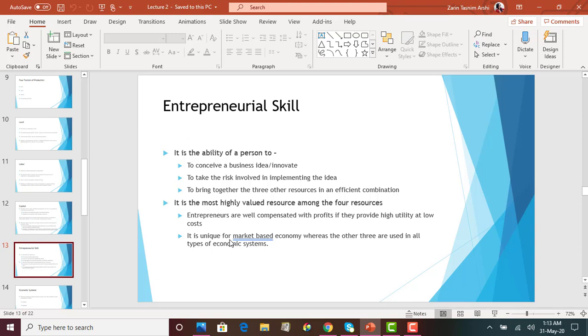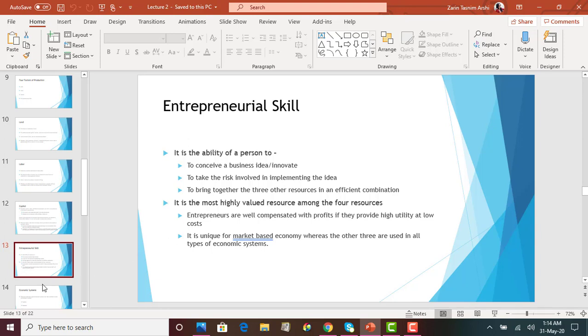Now this is the most highly valued resource, as discussed last class. This is the most highly valued resource out of all the four resources, and they receive a profit, and they are well compensated if their business is doing well. It is a unique characteristic of a market economy. Only in a free market economy, like the US, will we have entrepreneurs. In a command type of system, which we are going to look into shortly, we will not have any entrepreneurs because the government is controlling everything. Only in a free market society will we have entrepreneurs. This is a unique type of factor of production that only belongs to a certain type of economic system.